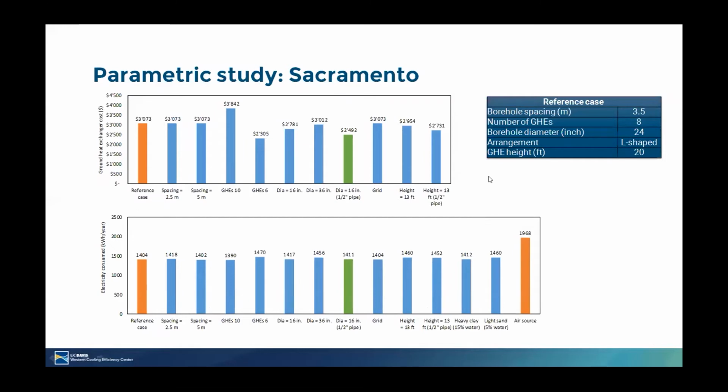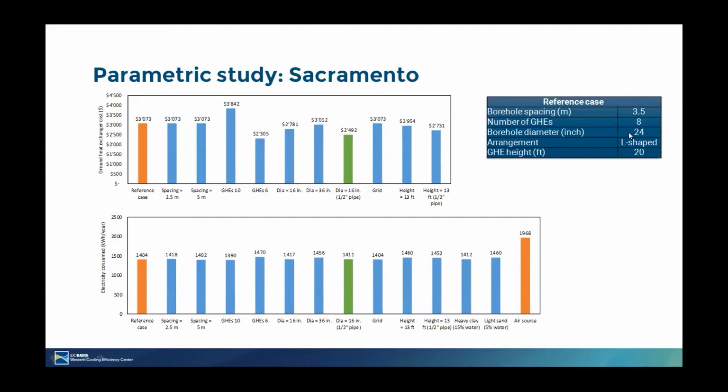Now this figure shows the results of the parametric study for Sacramento. The first figure shows the ground heat exchanger cost in dollars, whereas the second figure shows the electricity consumed in kilowatt hours per year. And we can see that the air source system has also been shown here. Now, the first thing to understand is this reference case. The parameters for this reference case are given in this table. The spacing is 3.5 meters. The number of GHEs are 8.